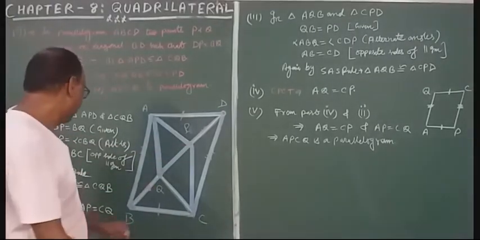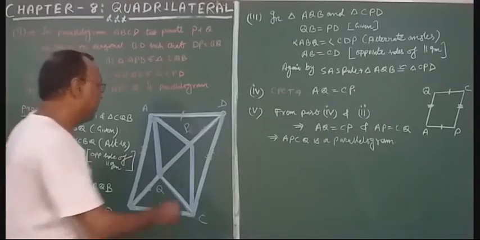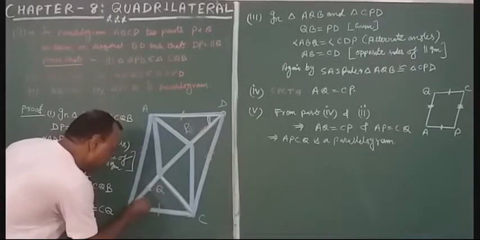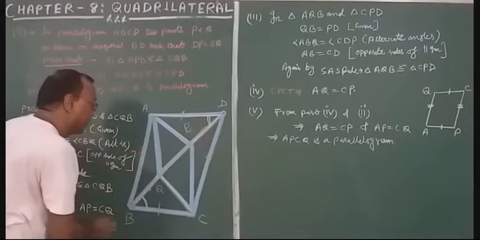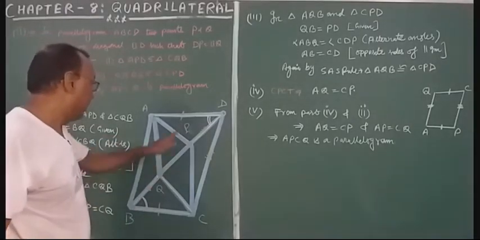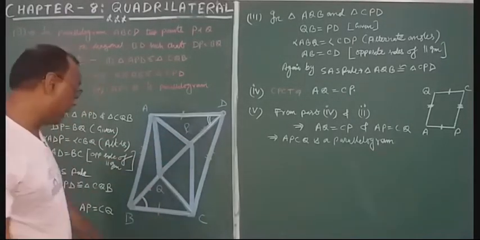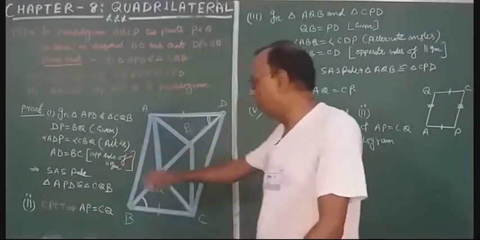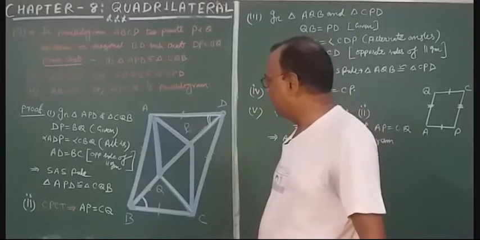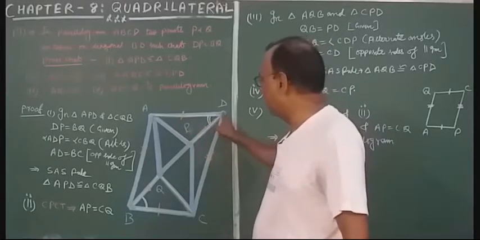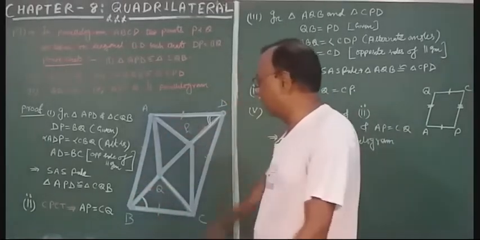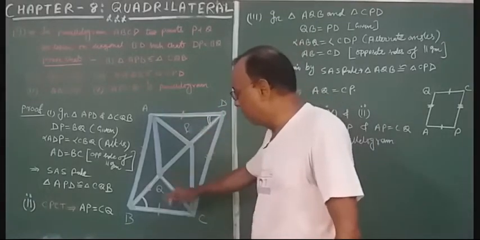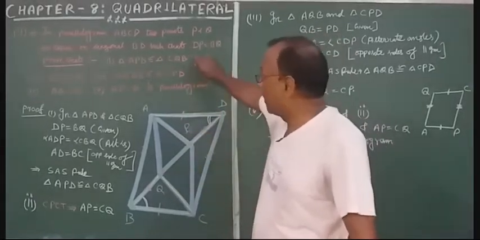Another thing. Angle ADP and this angle will be equal because they are alternate angles. AD is equal to BC because they are the opposite sides of a parallelogram. So therefore, by side, angle, side, by SAS rule, these two triangles APD is congruent to CQB. So this is the first part which is proved.